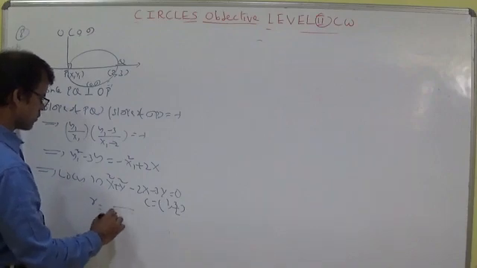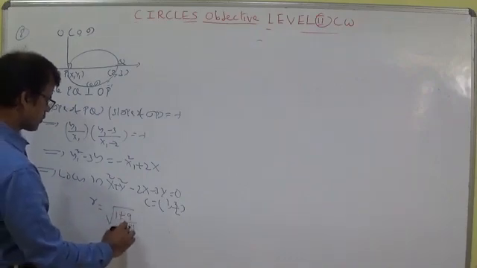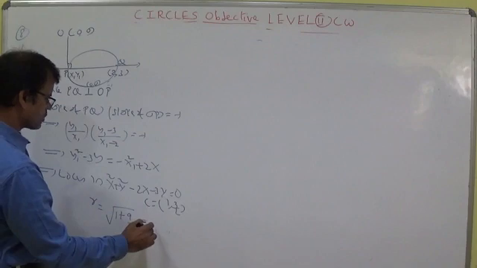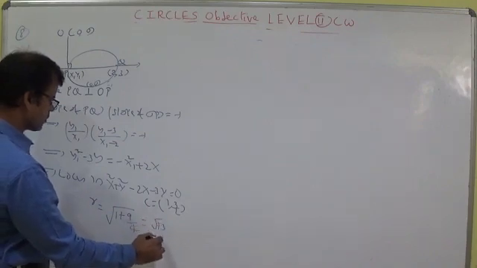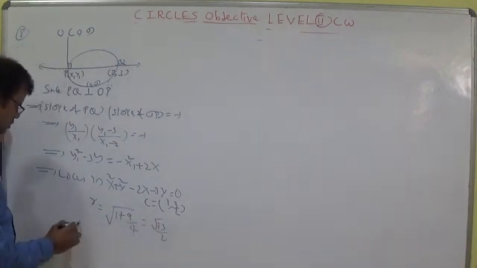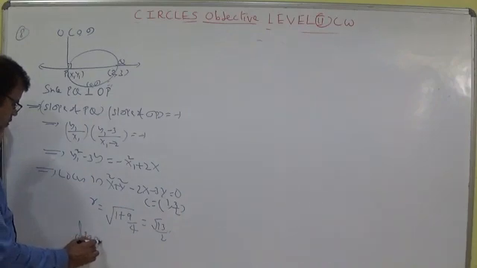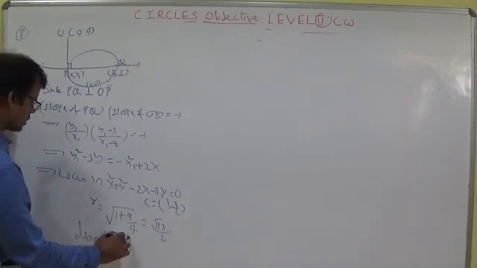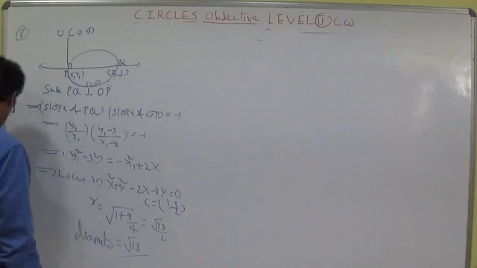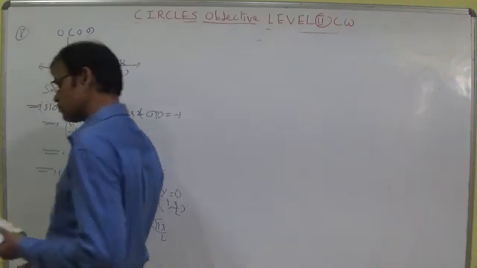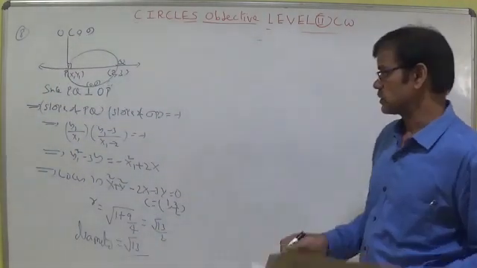Radius is equal to root of 1 plus 9 by 4, so 9 plus 4, root 13 by 2. Root 13 by 2 is equal to the radius, but he is asking about diameter, which is 2 into radius, so it is root 13. First option.